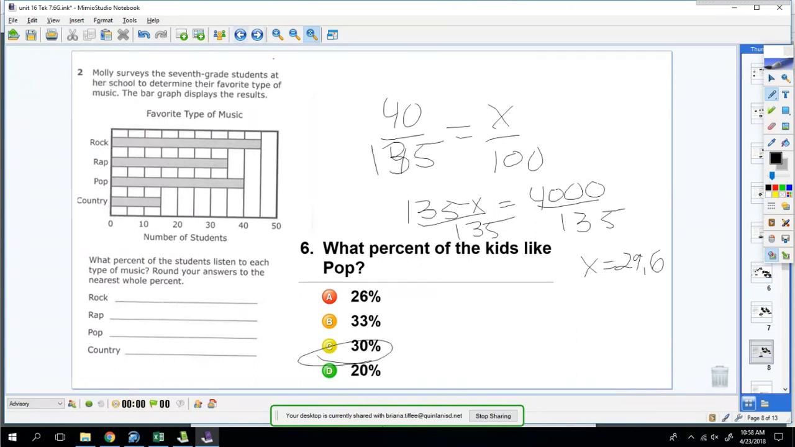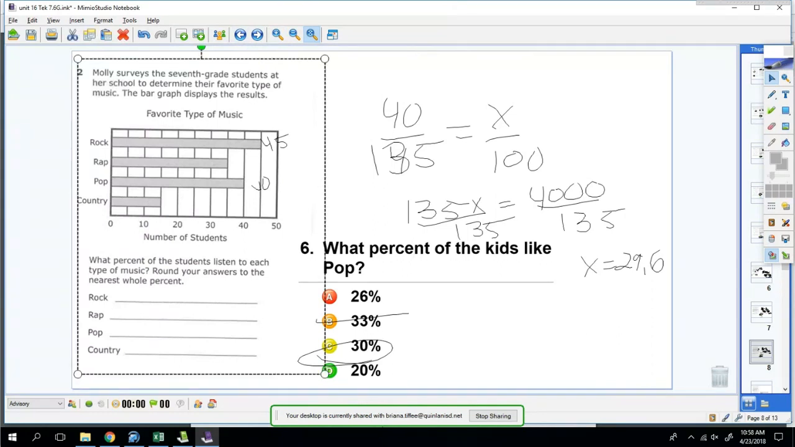The reason why I paused is because I want you to understand rock was 45 and pop was 40, so those percentages would be relatively close. Well, we know it couldn't be 33% because that's what rock was. So it had to be a little bit lower than that, about 30%. So just use your power of elimination to help you answer these questions.